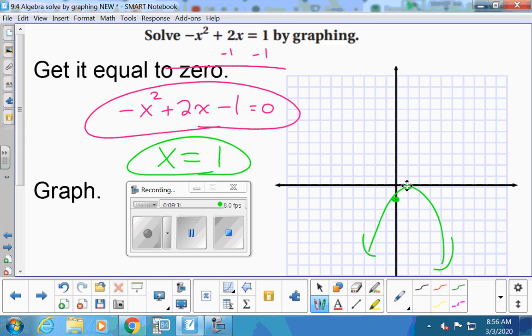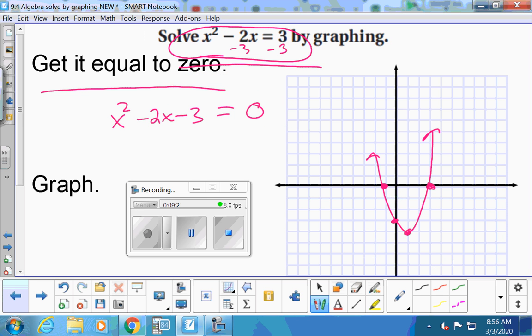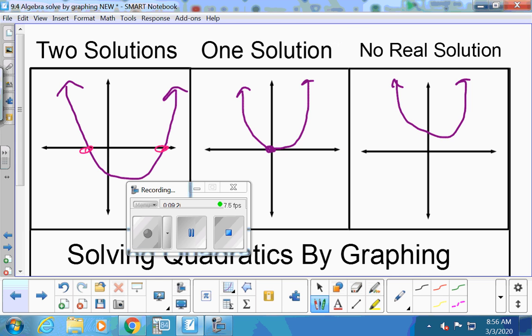Did we write the solution to the last one? No, we forgot. The solutions on the last one were 3 and -1. Did we write the solution on the one before that? Yes. Okay.